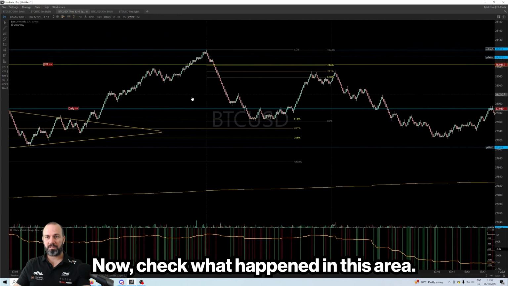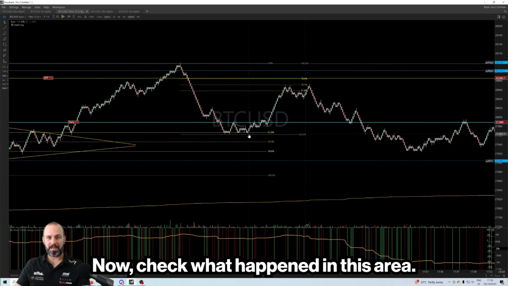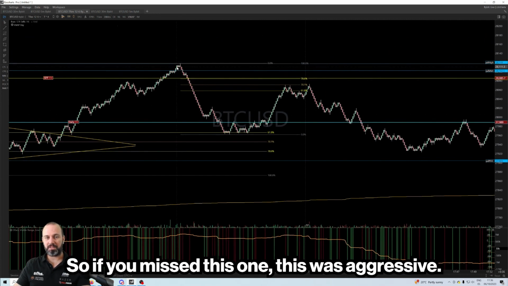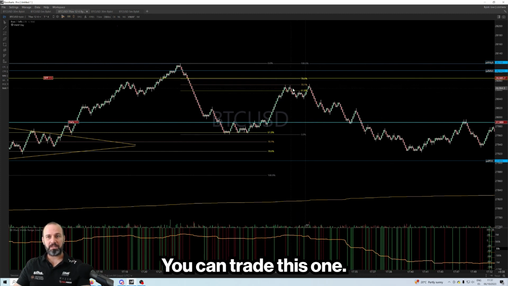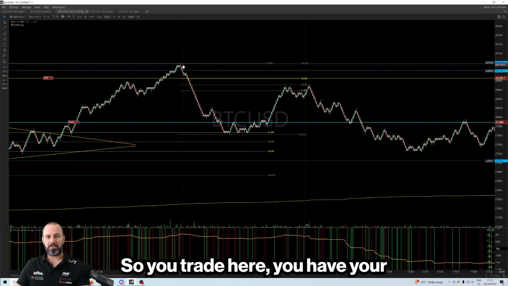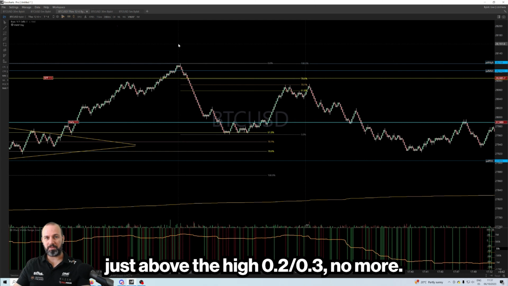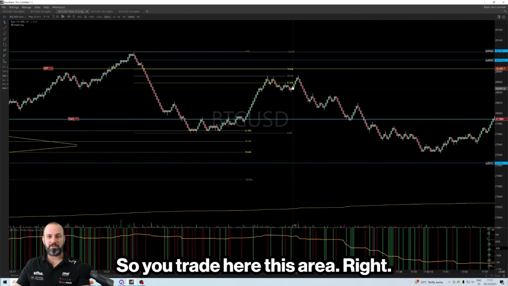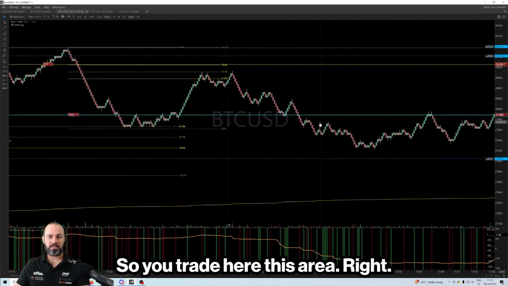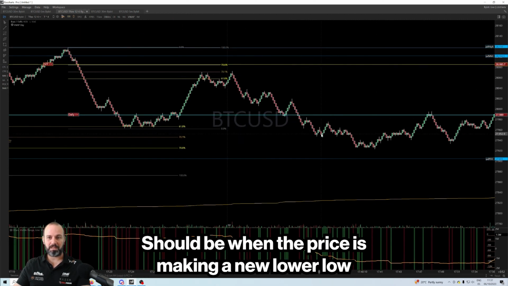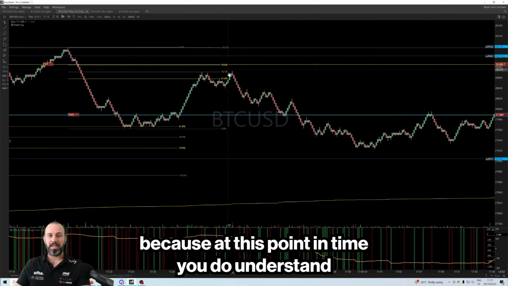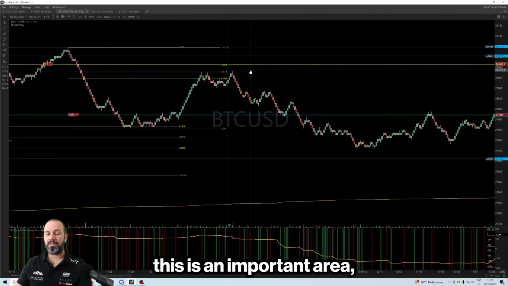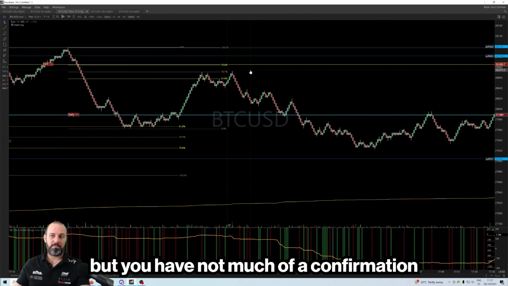Now check what happened in this area. The backtest: if you missed the previous one, that was aggressive, you can trade this one. You trade here, you have your invalidation just above the high, 0.2, 0.3, no more. And obviously you'd be targeting a new lower low on the chart. When the price is making a new lower low, that should be take profit, because at this point you understand this is an important area, but you do not have much confirmation for more downside.